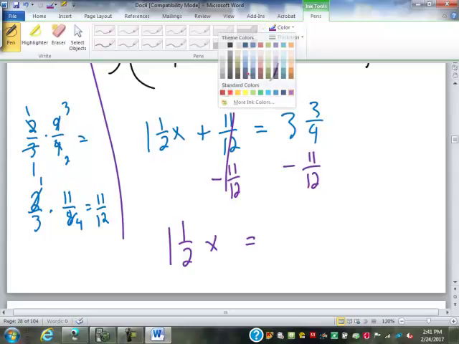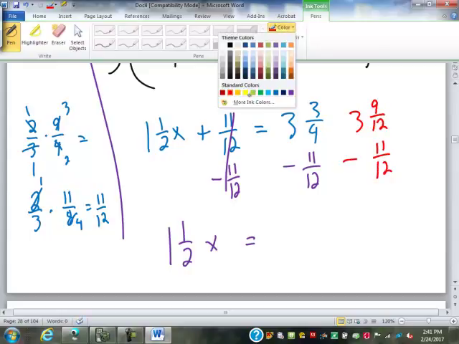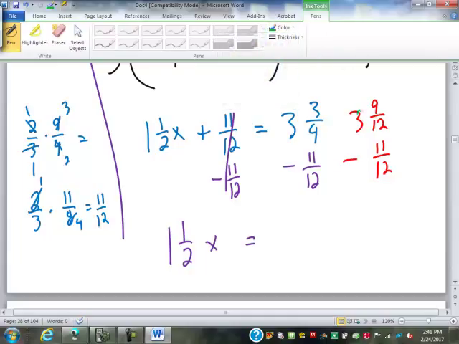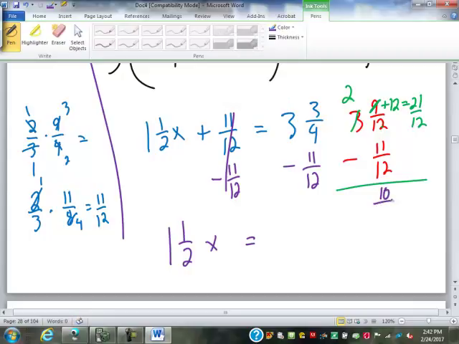Leaves us with 1 1/2 x over here. Subtracting 11/12 over here will make this 3 and 3/4, which is 9/12. We're going to have to borrow. So this will be 2. And how many 12ths does this become? When we borrow with fractions, what we borrow is the denominator. So 9 plus 12 is 21/12. Now 21 minus 11 is 10/12, which reduces to 5/6. And 2 minus nothing is just 2. So 1 1/2 x is 2 and 5/6.